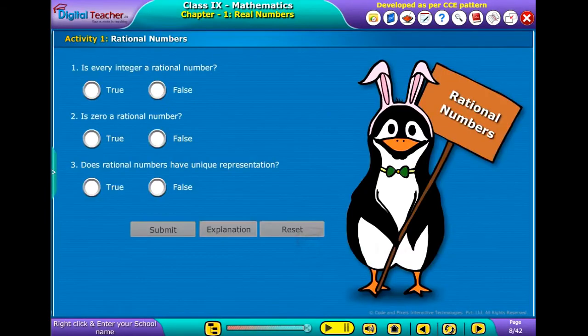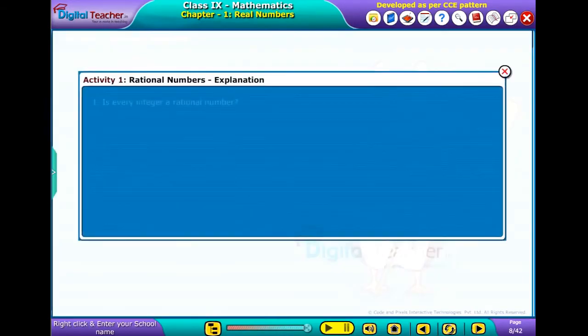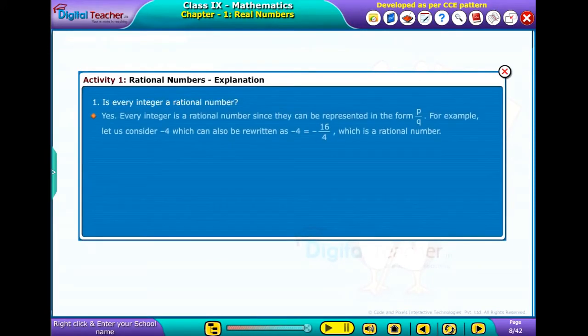Let us do a simple activity on rational numbers. Choose the appropriate answer whether it is right or wrong. 1. Is every integer a rational number? Yes. Every integer is a rational number since it can be represented in the form p by q. For example, let us consider minus 4, which can also be rewritten as minus 16 by 4, which is a rational number.